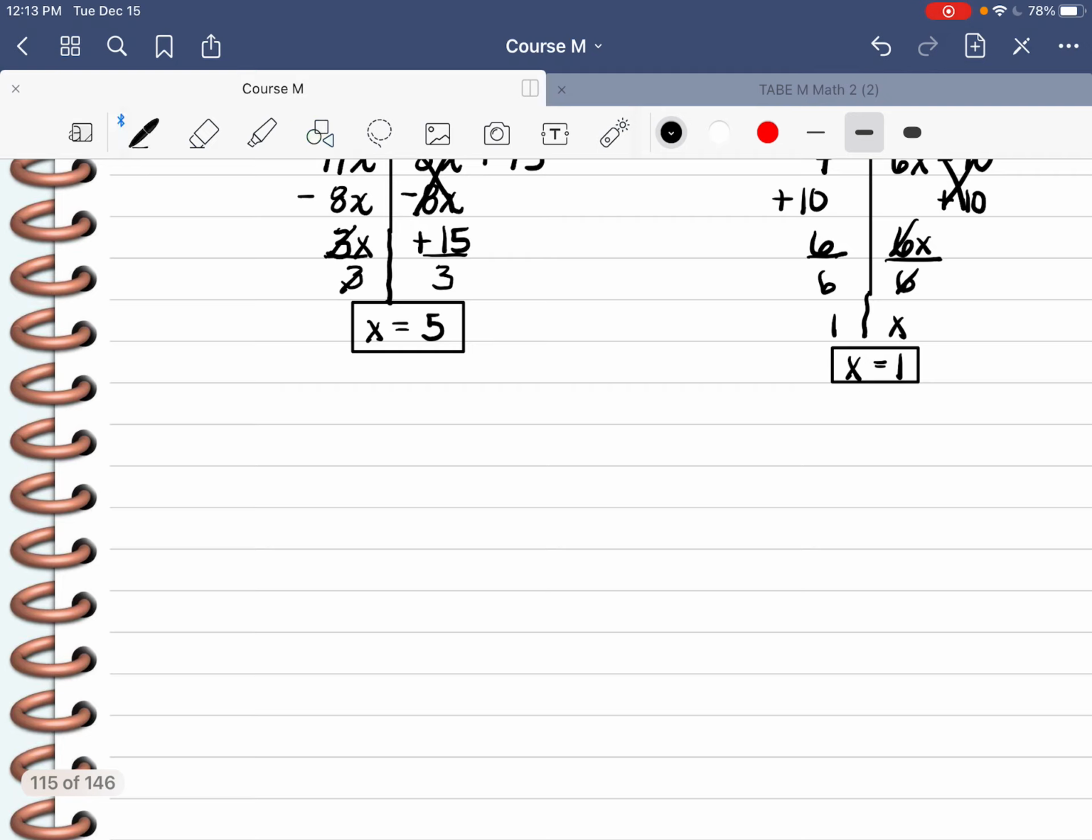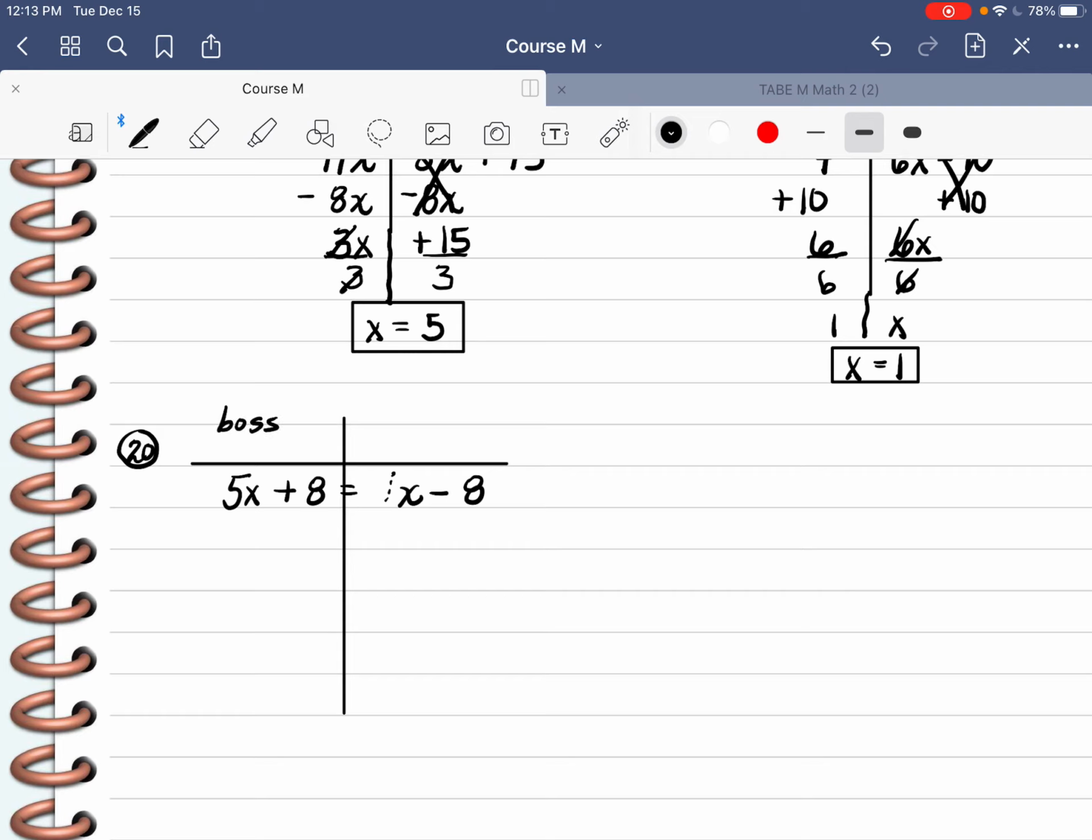Number 20. We have 5x plus 8 equals 1x minus 8. Look for your boss. And this time the boss is on the left. So the constants will be on the right.